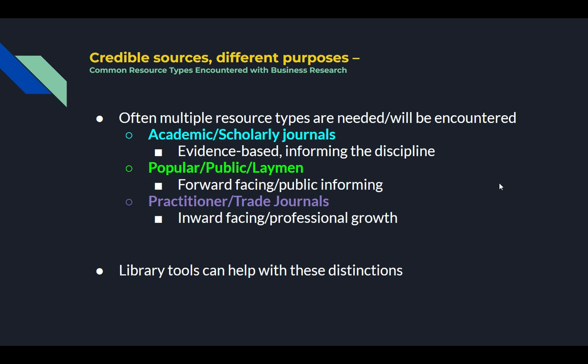Popular or layperson titles. So that's going to be more of your magazines like Time Magazine. As well as the third category, though, in business, it's important to understand what trade journals are, or practitioner journals. You may hear certain professors refer to those as practitioner journals. Those are essentially inward-facing. Those are professional titles written by professionals for professionals. And I'll show you a couple examples of these in a moment, and we can help with that.